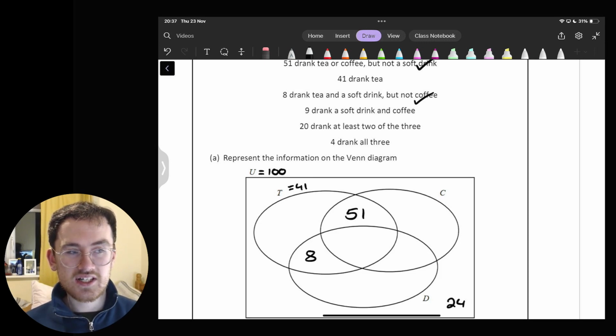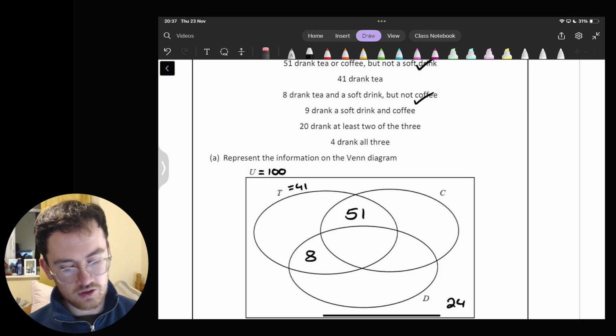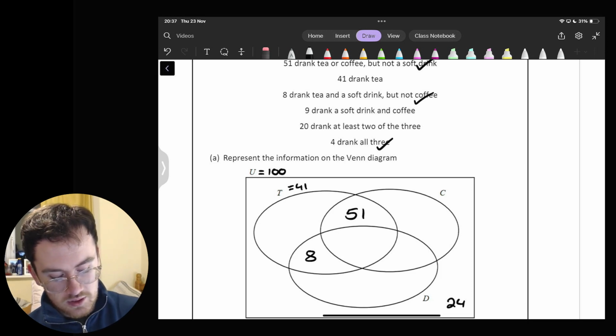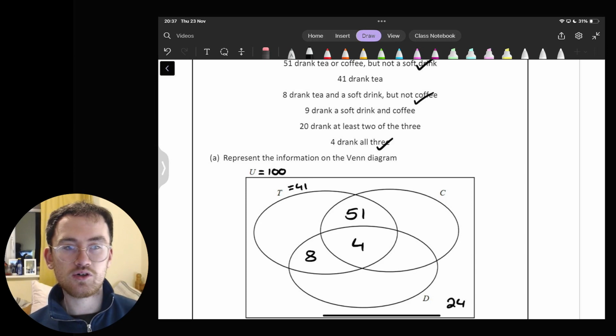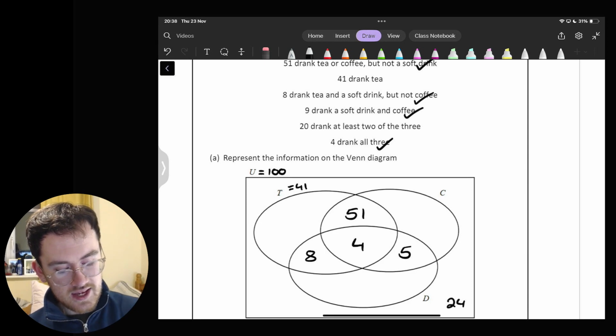Now we haven't worked out one aspect of that yet. We haven't actually worked out who the people are that only did part of that, or who the people are who did all 3, but we're told it. So we don't even have to work it out. 4 people drank all 3. 9 drank a soft drink and coffee. We've already counted 4, so we're going to have 5 there.